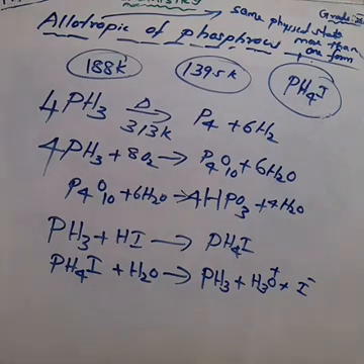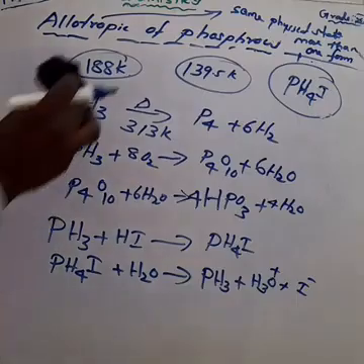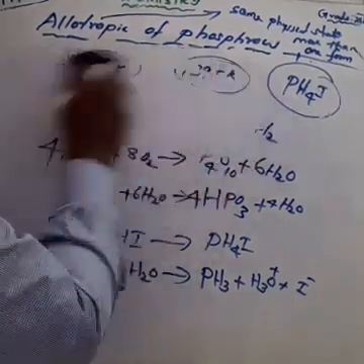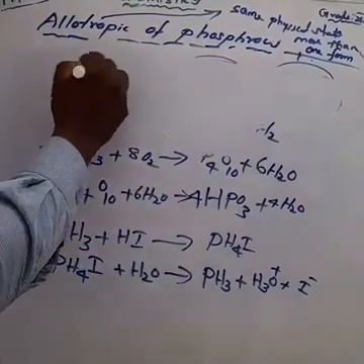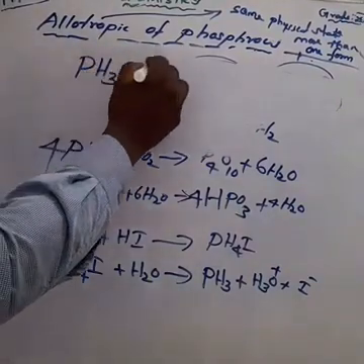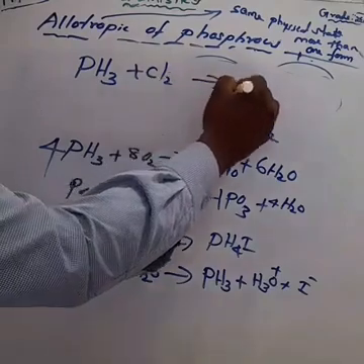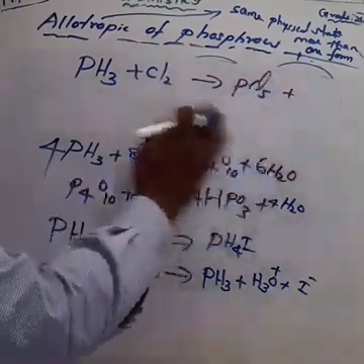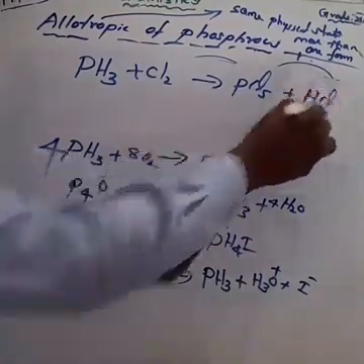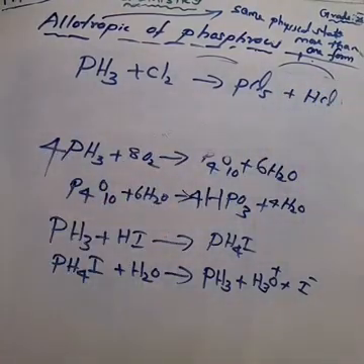Phosphine reacts with chlorine. What is the formula of phosphine? PH3 reacts with chlorine Cl2, and we get phosphorus pentachloride, that is PCl5, plus hydrogen combines with chlorine to form HCl. So how can we balance the equation? Phosphorus is balanced. What about the chlorine? Here having 5, here having 1.